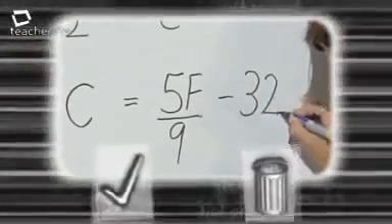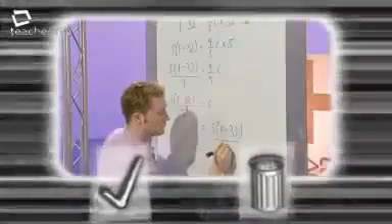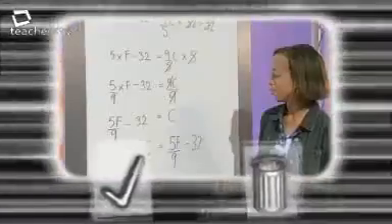So whose working should you tick and who should you trash? Did Jamie make the mistake? Or did Katie?